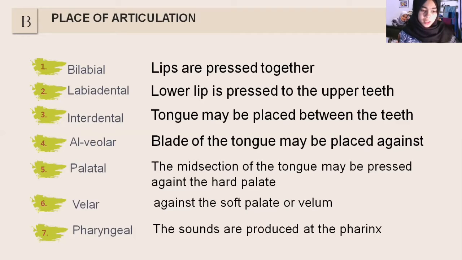And the sixth one is velar. Velar is when the midsection of the tongue may be pressed against the soft palate, or velum. For example, the sound ng, like uncle. And the last one is pharyngeal. Pharyngeal sounds are produced at the pharynx. The sound is like h, for example, hi.